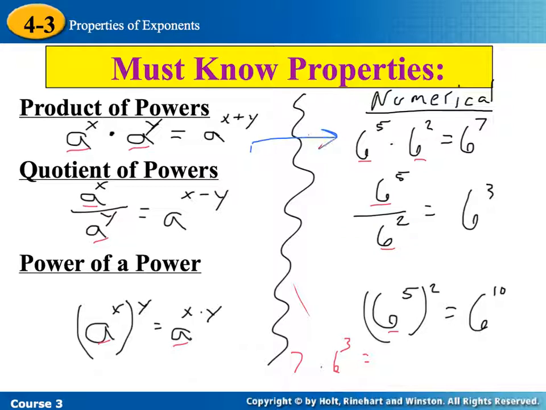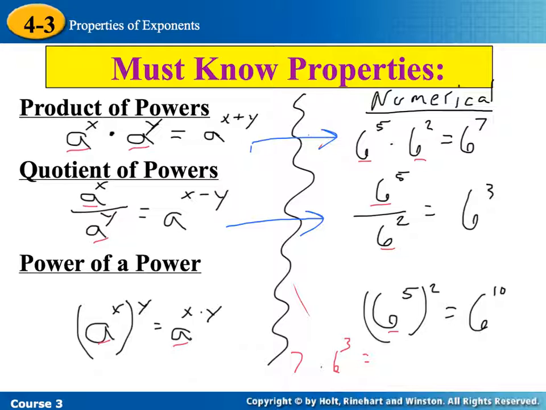I add my exponents. When you're multiplying, you're adding exponents. When you are dividing, you are subtracting exponents. The exact opposite. Think about that. For the product, you are adding. The exact opposite of product is your quotient, which means you're dividing. The exact opposite of adding is subtracting. So when I divide two numbers with the same base, I can subtract their exponents.